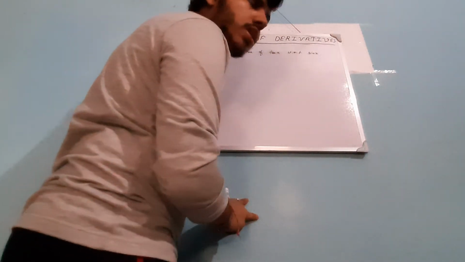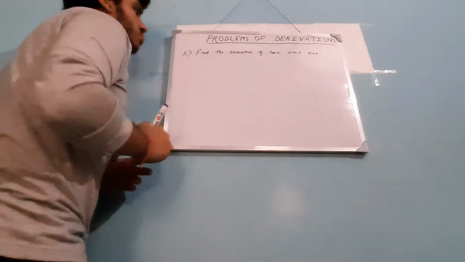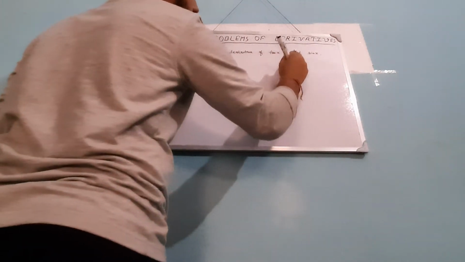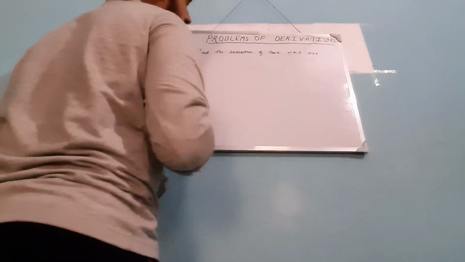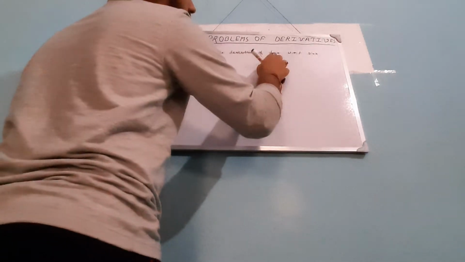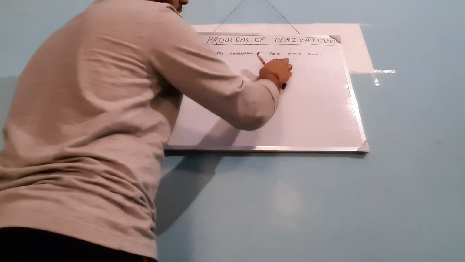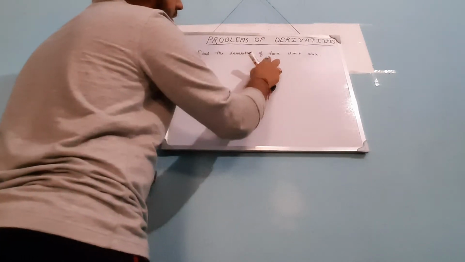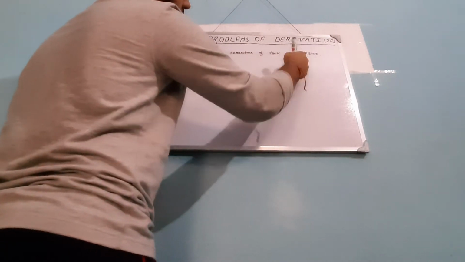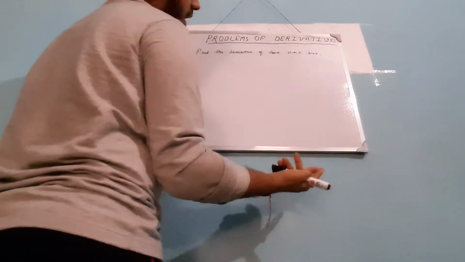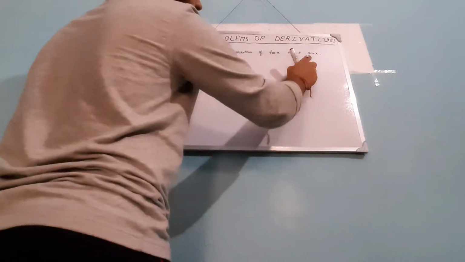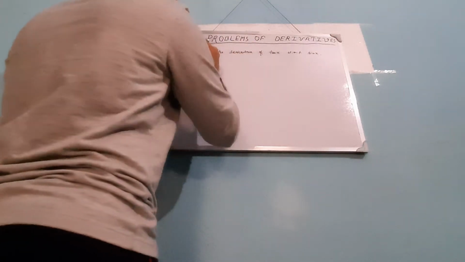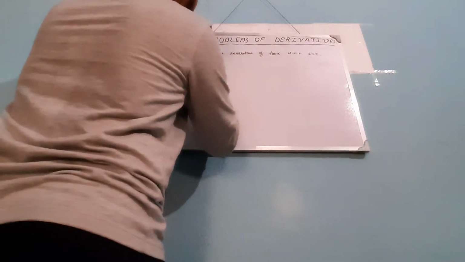So friends, our next problem is this: find the derivative of tan x with respect to sin x. We have to see, let y equals tan x. You can think, let z equals tan x, or let a equals sin x, or let p equals sin x. You can think anything.